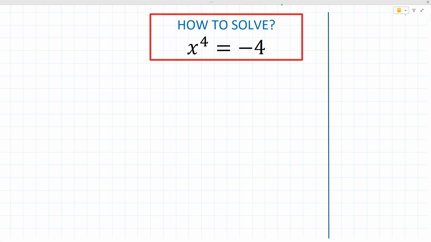Today we look at how to solve x to the power 4 equal -4. This is going to take us a little bit into the complex numbers. If you're ready, let's go.